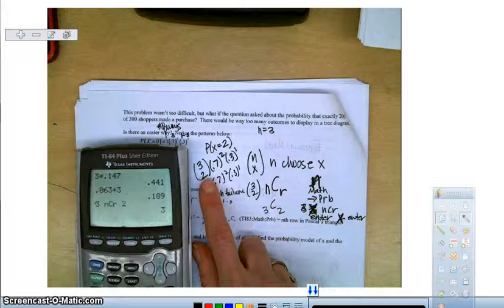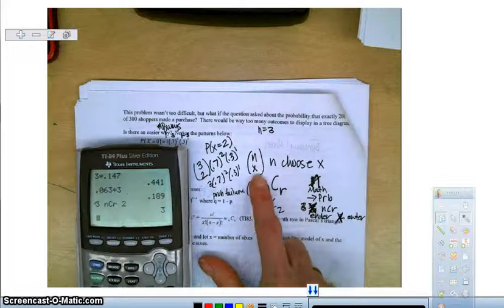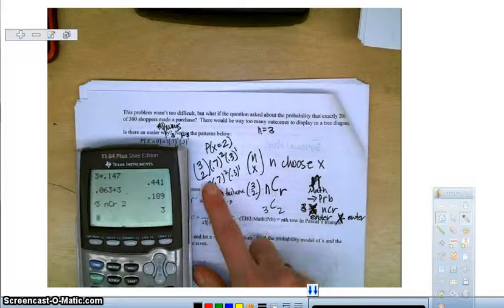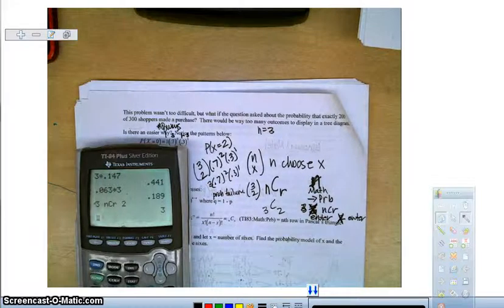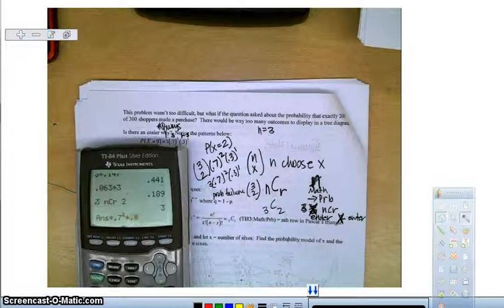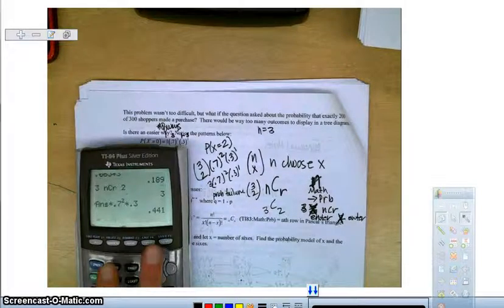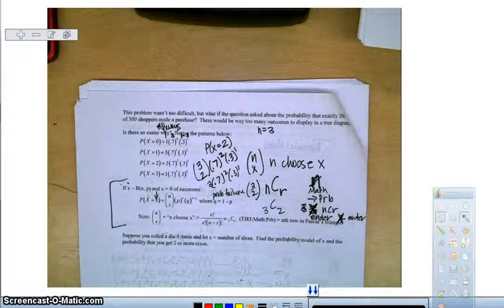N choose x, 3 choose 2, is the number of ways 2 people said yes. So I'm going to take 3 times 0.7 raised to the second power times 0.3 raised to the first power, or just 0.3, and that gives me 0.441, which is the same probability we found on the previous page. So that's how you use the formula.